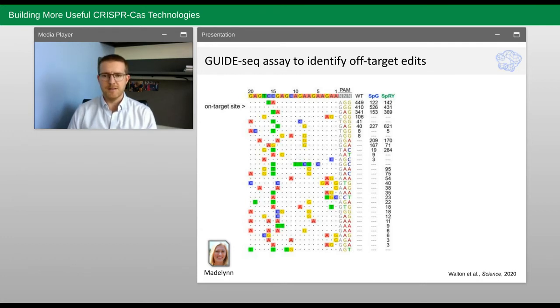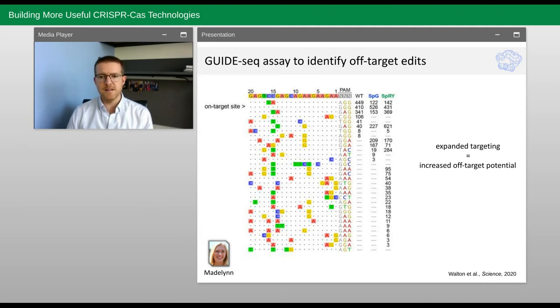So when we run this GUIDE-seq assay now using the same guide RNA as we did in that initial experiment with wild-type Cas9, what we see is the appearance of a few new off-targets with SpG and a few more off-targets with this SpRY enzyme. And if you look carefully at the PAMs shown here, hopefully you can see my mouse, of these expanded PAM enzymes, all of these new off-targets bear PAMs that are now accessible to these enzymes that weren't accessible before to wild-type. So essentially this shows that the expanded targeting potential of these enzymes does mean the potential for an increased off-target rate.